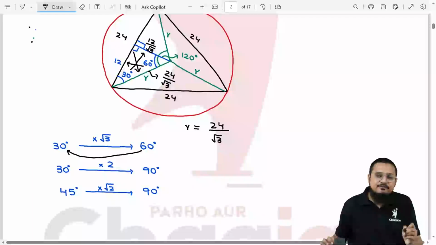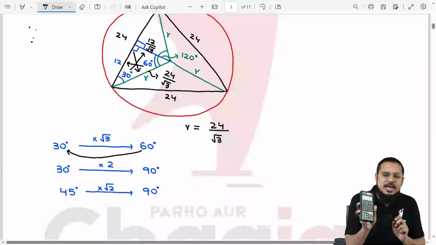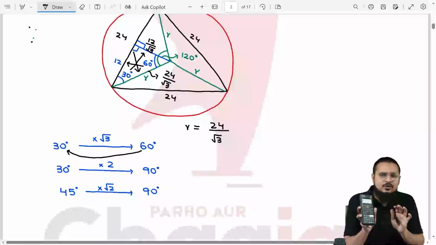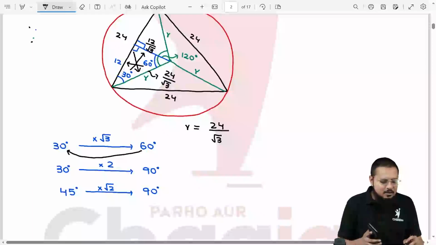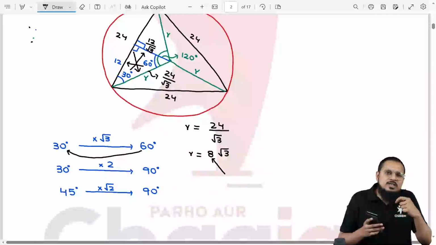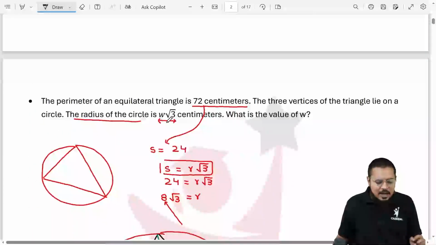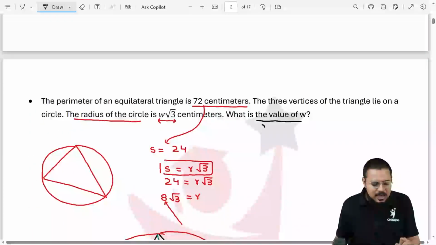And again, if you want to simplify this fraction, you can always do it using a scientific calculator. I'm just typing 24 divided by under root 3 in my scientific calculator. Automatically the calculators are good enough to rationalize your denominator for you, and it's coming out as 8 under root 3. So my radius is coming out as 8 under root 3 again. And if you see the coefficient of root 3, or you can say the number behind root 3, that is supposed to be your value of w. So w over here from both the methods is coming out as equivalent to the number 8.